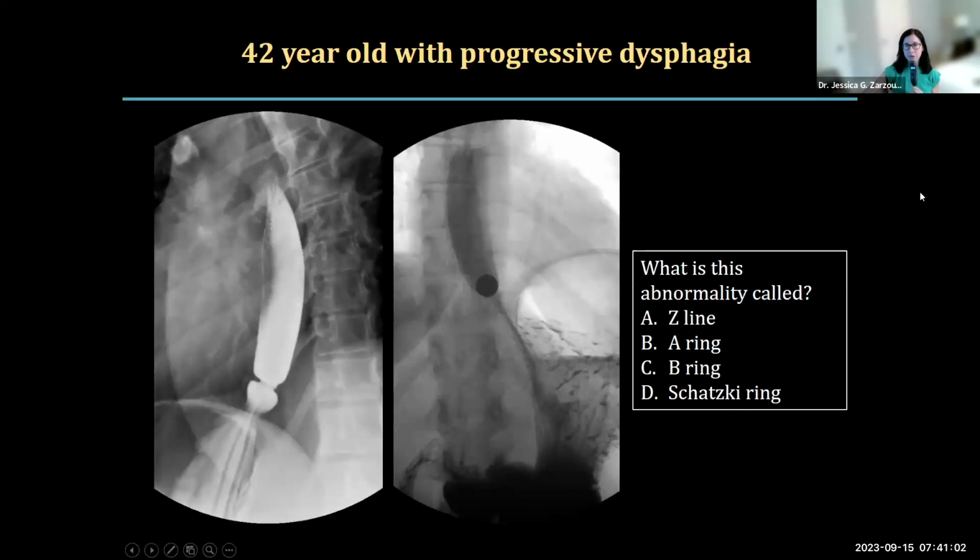So this was a 42-year-old who had progressive dysphagia. Again, so we talked about the anatomy of the gastroesophageal junction before, and here in this case, this B ring has become tight enough to obstruct passage of our barium tablet and causes patients dysphagia. So in this case, we call this a Schatzki's ring.